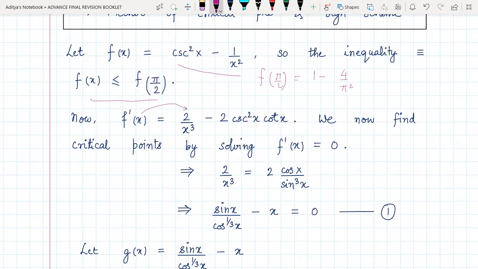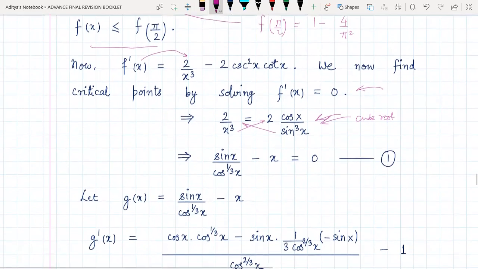Now let us find the derivative of this function, f prime x, and that comes out to be this quantity. Finding the derivative is a very easy task. We have just used the chain rule and basic differentiation rules. Using the derivative we have found, we shall now find the critical points of f of x by solving the equation f prime x equal to 0. Solving this equation, this is what we get. First I cross multiply, then I take the cube root on both sides, and that's how we get equation number 1.